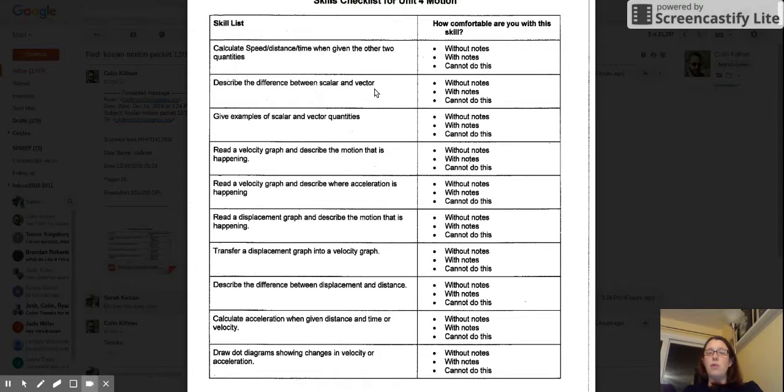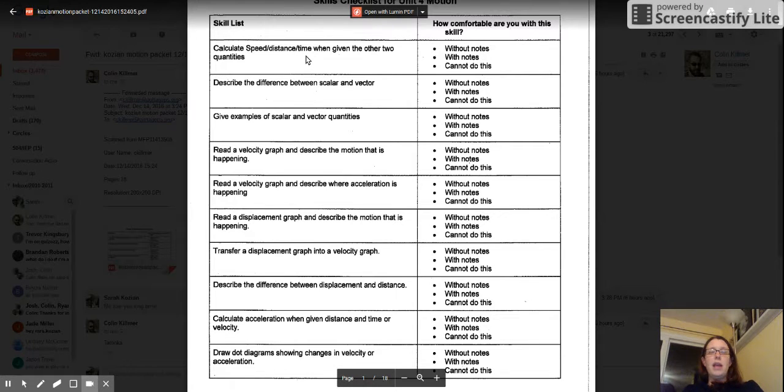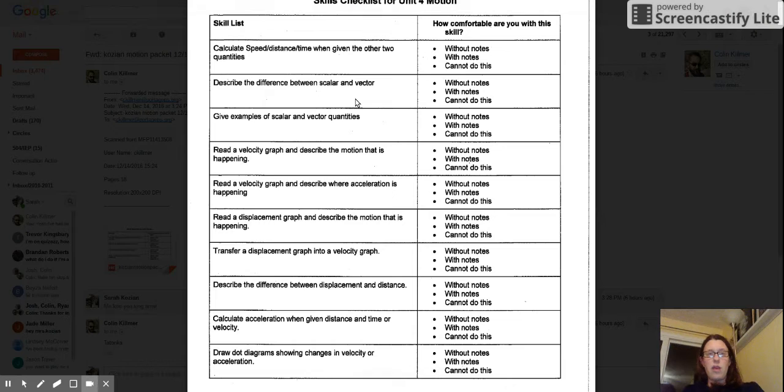You guys know how to do most of this stuff already, okay? Calculating speed, distance, and time, you know how to do that. You just had a quiz over that on Tuesday. Describing the difference between scalar and vector, done with that. Examples of scalar and vector, done with that, okay?